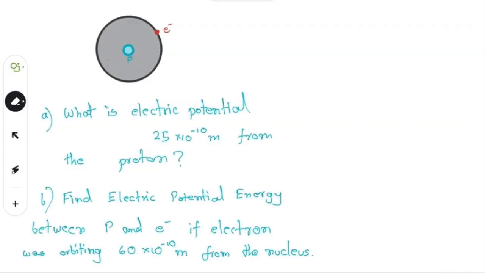Okay, so here we have a hydrogen atom. They're asking us what is the electric potential at a distance of these many meters from the proton. Well, they're basically saying if you go this far away to this point, then any point on this equipotential surface will have the same electric potential, and they want you to find that.